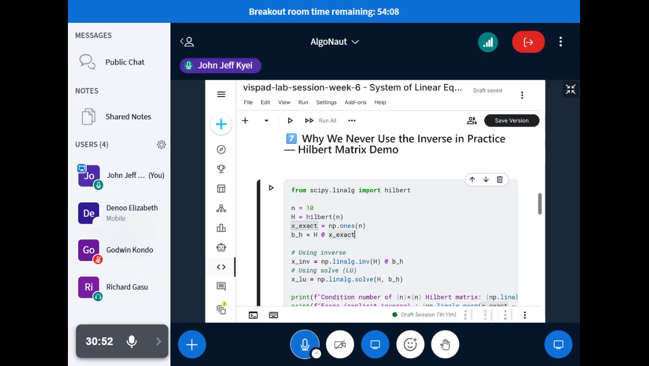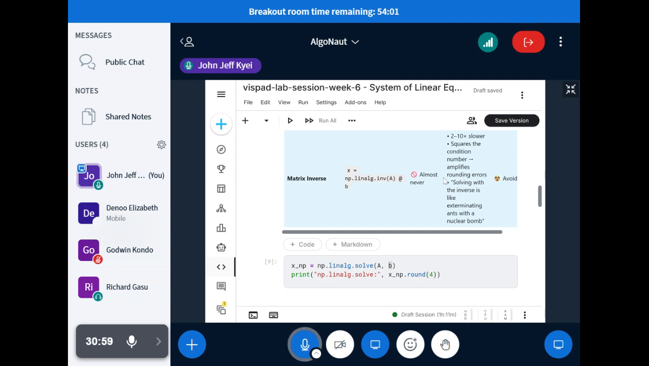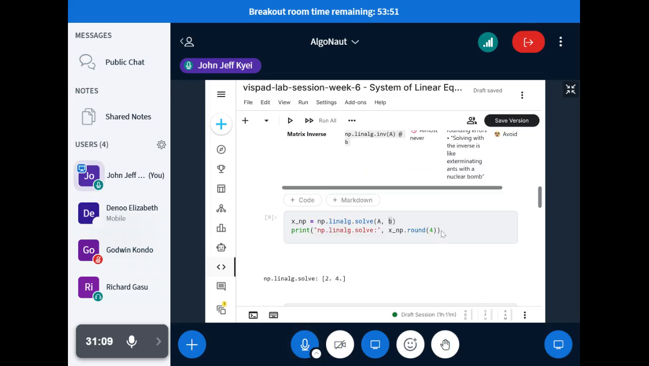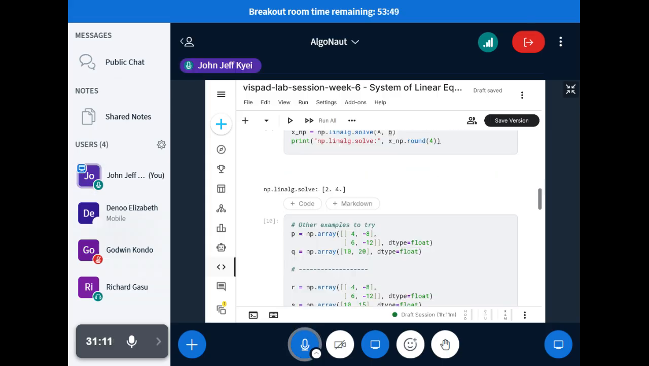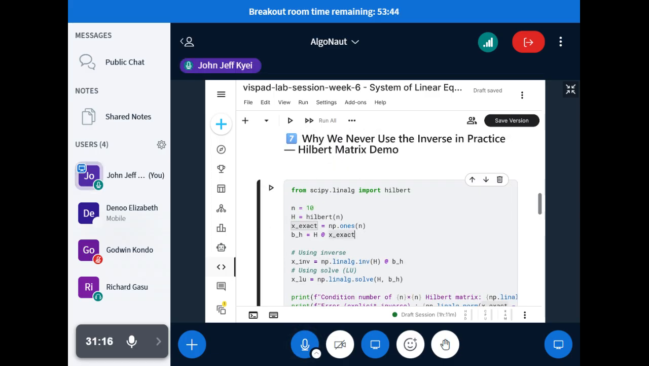just a demonstration to show why we never use the inverse. If you look at the table over here, it says that solving with the inverse is like exterminating ants with a nuclear bomb. It's also almost never used because it's a very complicated way to solve a little problem. So this is a demonstration of why we never use it in practice, right?